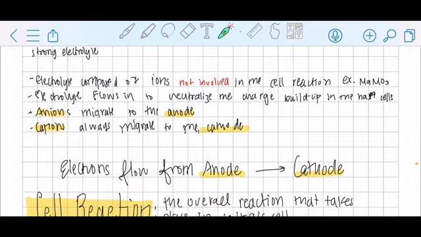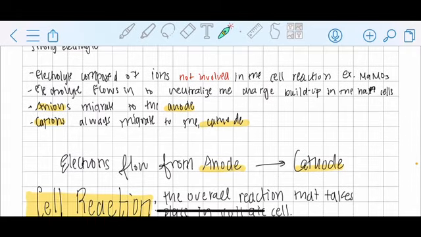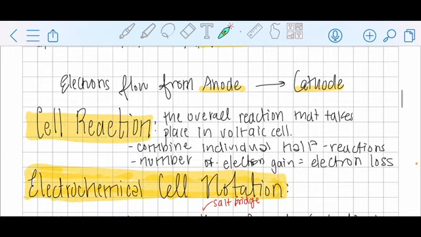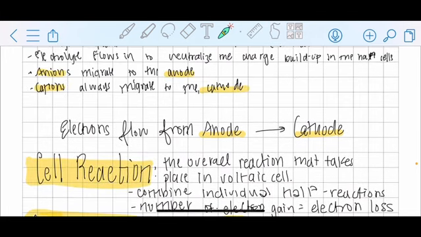Electrolytes are composed of ions not involved in cell reactions, for example, sodium nitrate. Electrolyte flows in to neutralize the charge buildup in the half cells. Anions from the electrolyte migrate to the anode to replace the negative charges as the electrons are flowing out, and the cations migrate to the cathode to again balance out the charges. Electrons flow from the anode to the cathode.